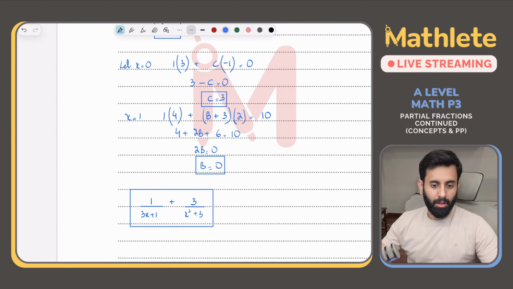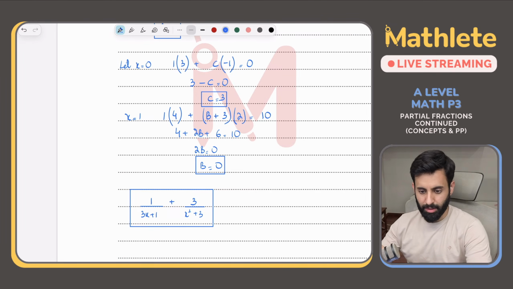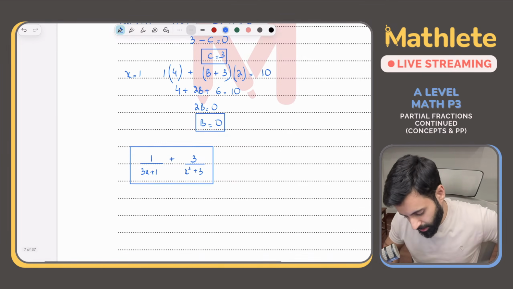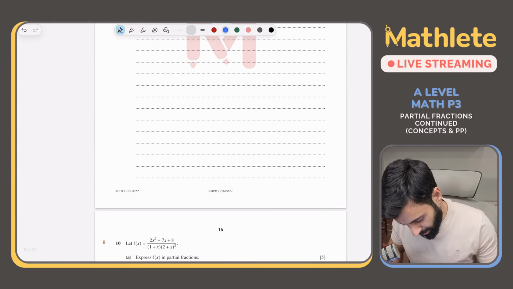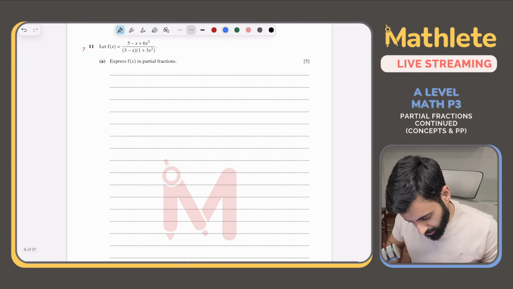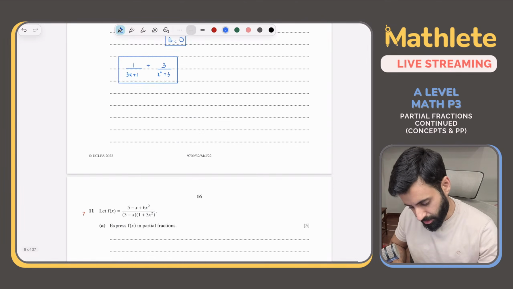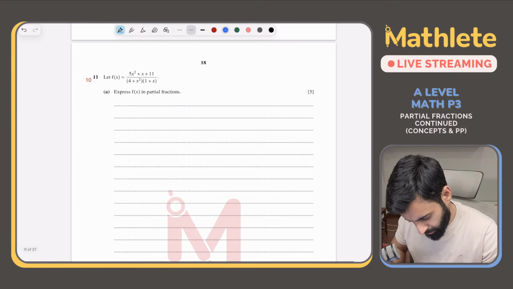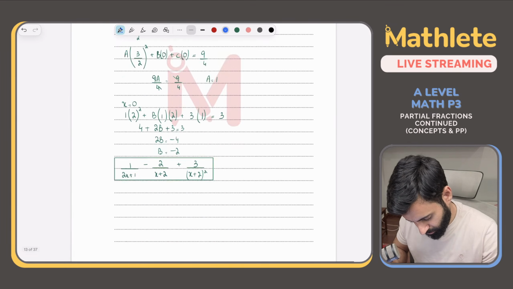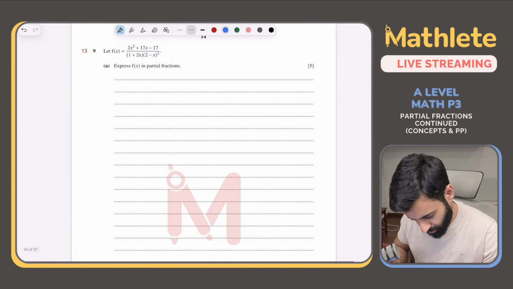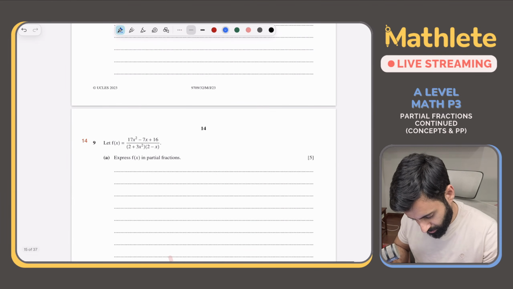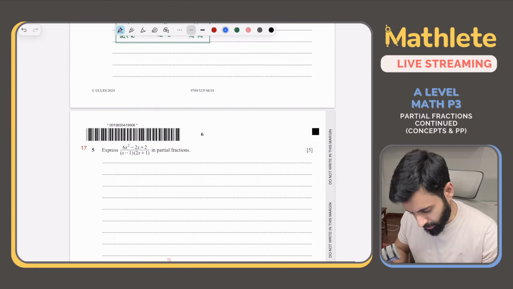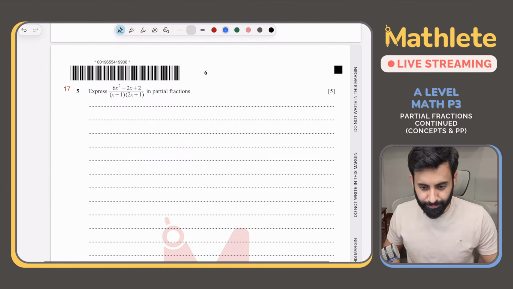ठीक हो गया? I hope that's clear. Now, अब एक काम करते हैं. Let's do a question where we have to deal with an improper fraction. Okay, I hope I have such a question here. Okay, let's have a look at this.